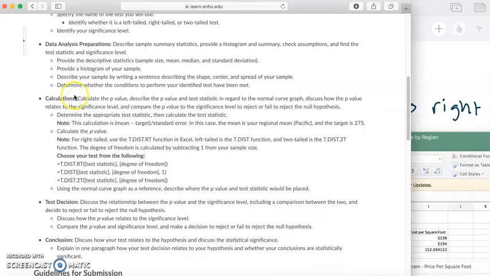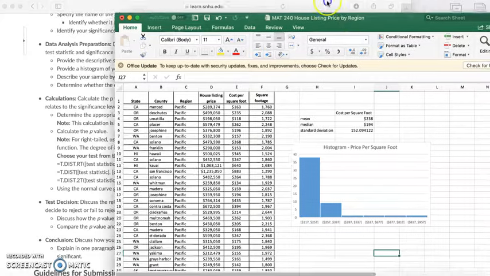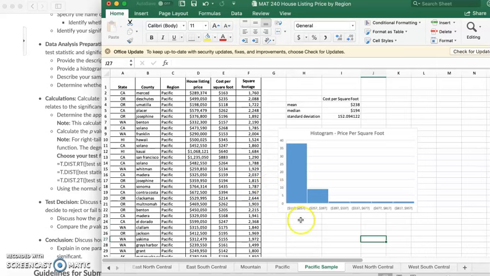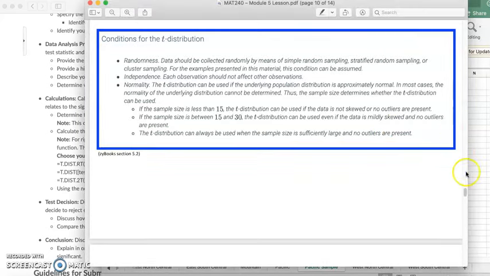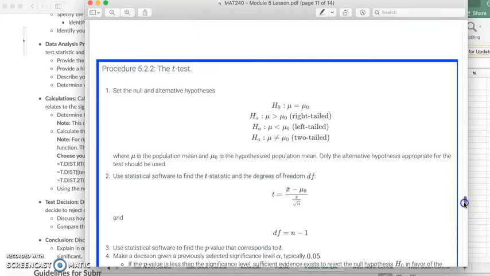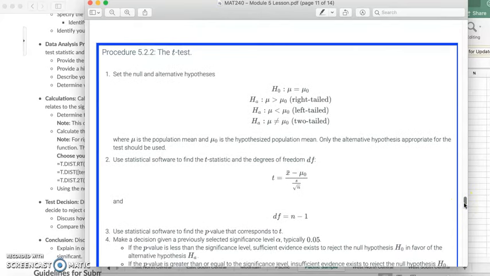All right, so let's go down to calculation. We needed to determine the appropriate test statistic, then calculate that test statistic. In this case, we've already identified that we're doing a left-tailed test. So the first thing we need to do to determine our test statistic is remember, let's go back over to our lesson. We've got our formula right here. This is also a really great little summary box, and I'm a big fan of these. It explains all the hypotheses, and then it tells you what you need to do and take the steps.